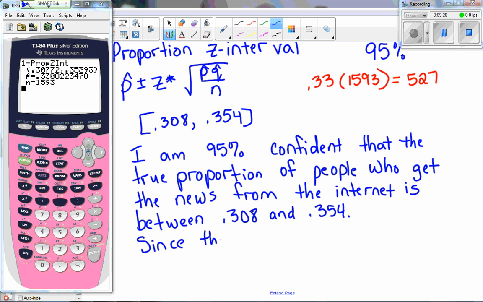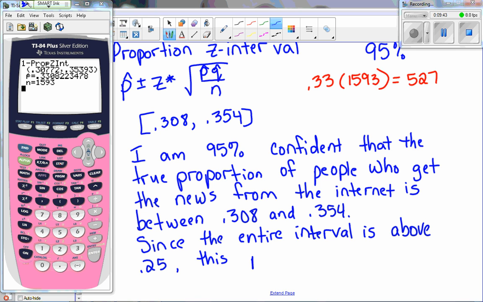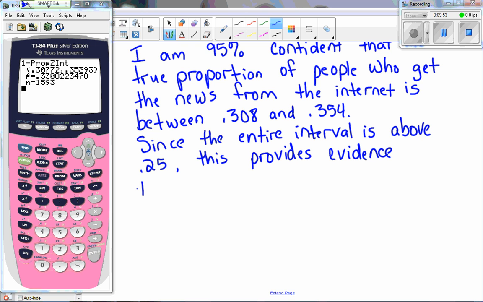Since the entire interval is above 0.25, this provides evidence that the proportion has increased.